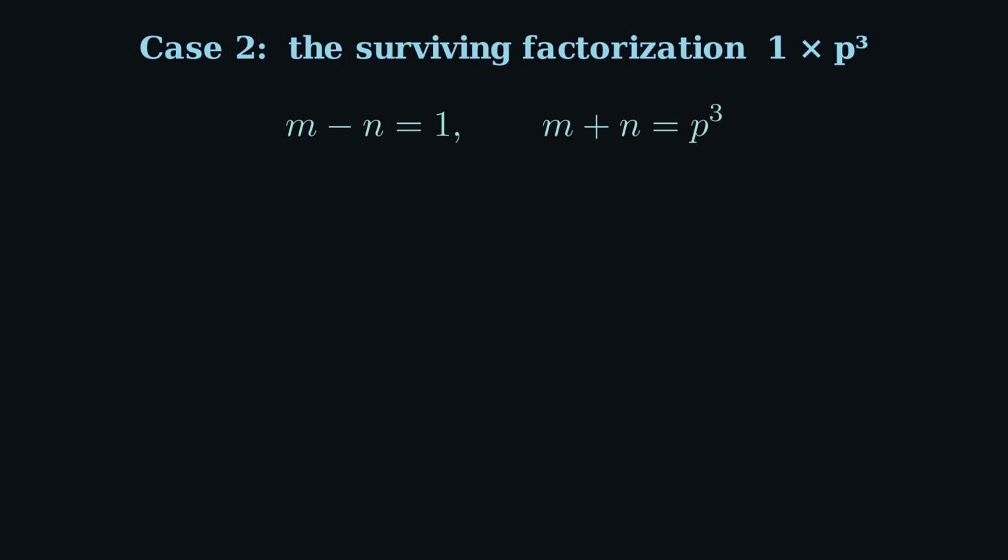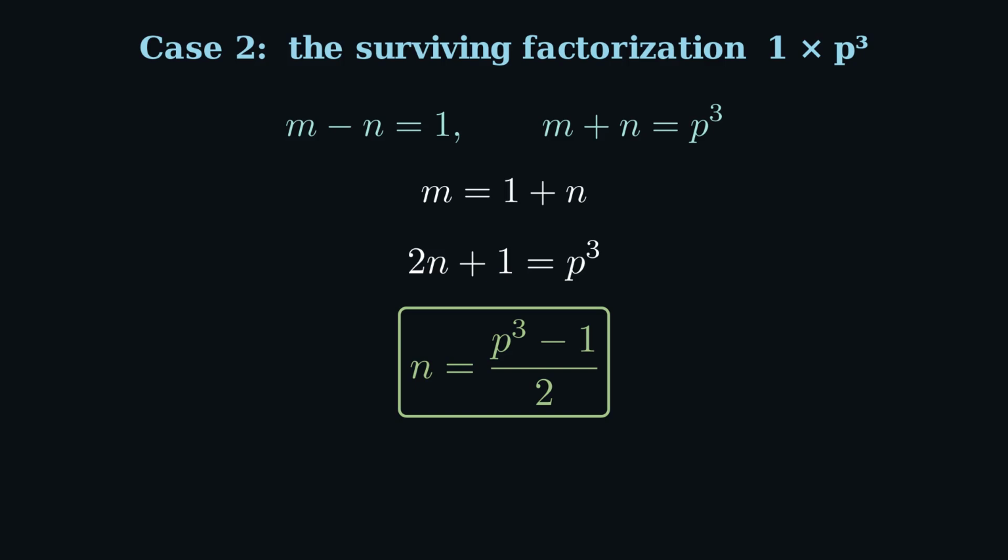So we're pretty much going to do what we did before. We'll just set m equal to 1 plus n, and then we'll substitute that in here. So we get 2n plus 1 equals p cubed, which will give us p cubed. We're solving for n now. n will equal p cubed minus 1 over 2.